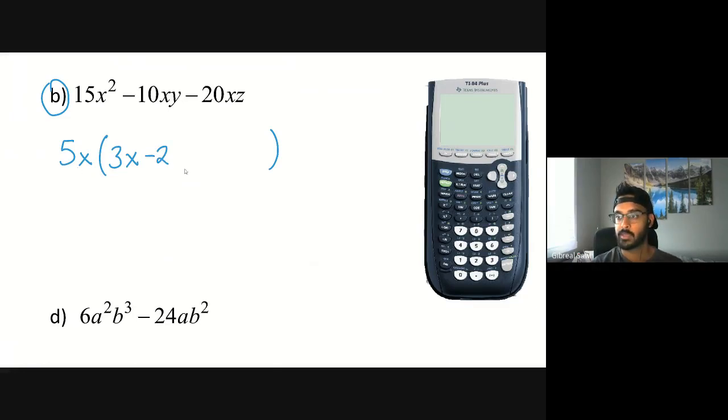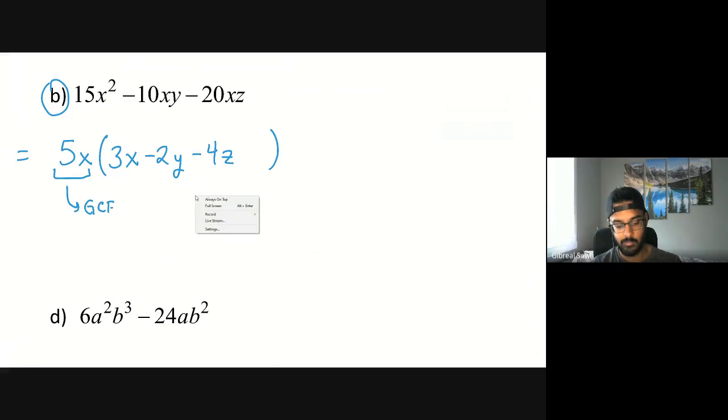Okay, x divided by x is gone, just a 1. Y's will have to remain because I don't have a y in my greatest common factor. And then the last term, that will give us a negative 4. X divided by x is 1, and then z remains. So there you go, that polynomial in factored form with the 5x being your greatest common factor.